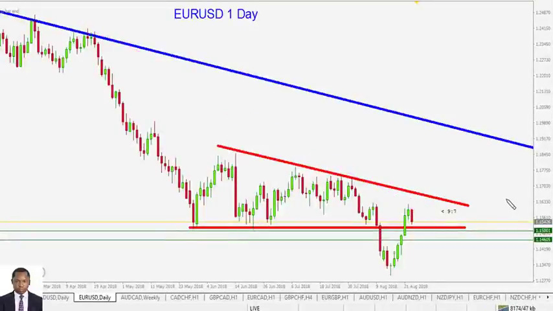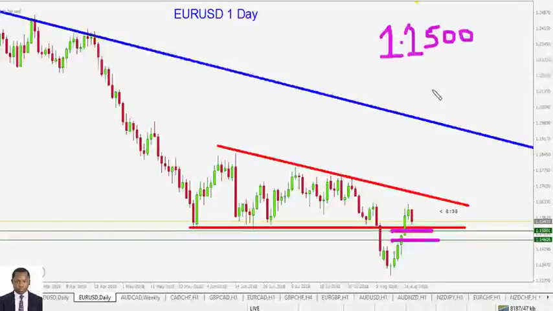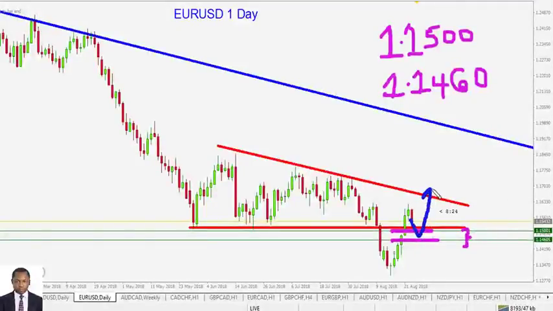All right, so what I'm expecting for tomorrow in the euro against the American dollar is price bouncing off around these two key levels, between the 1.1500 level and the 1.1460 level. Between that area there, I'm expecting price to make a little push, then from there on a continuation move.